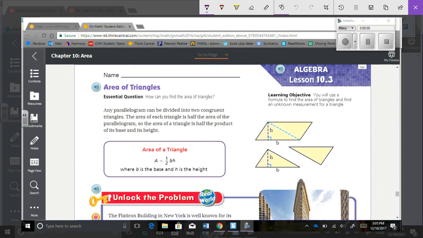So if you look at this parallelogram over here, if I was to divide that in half, that gives me two triangles of equal size and shape. So the area of the triangle is half the product of its base and its height. Before, when we were finding the area of our parallelograms, we just took base times height. So we're saying that triangle would be half of that. So we would take A equals 1/2 B times H. The B stands for the base, just like it was for parallelograms, and H stands for height, just like it was in our previous lessons.